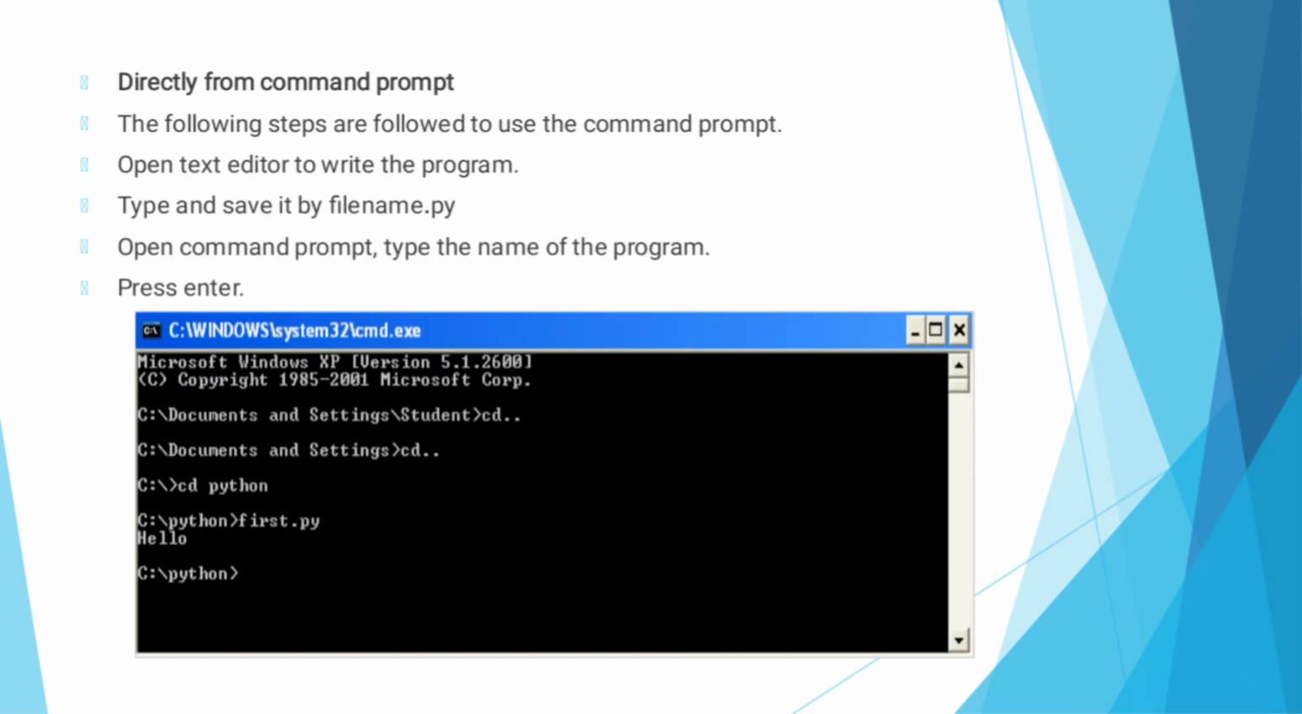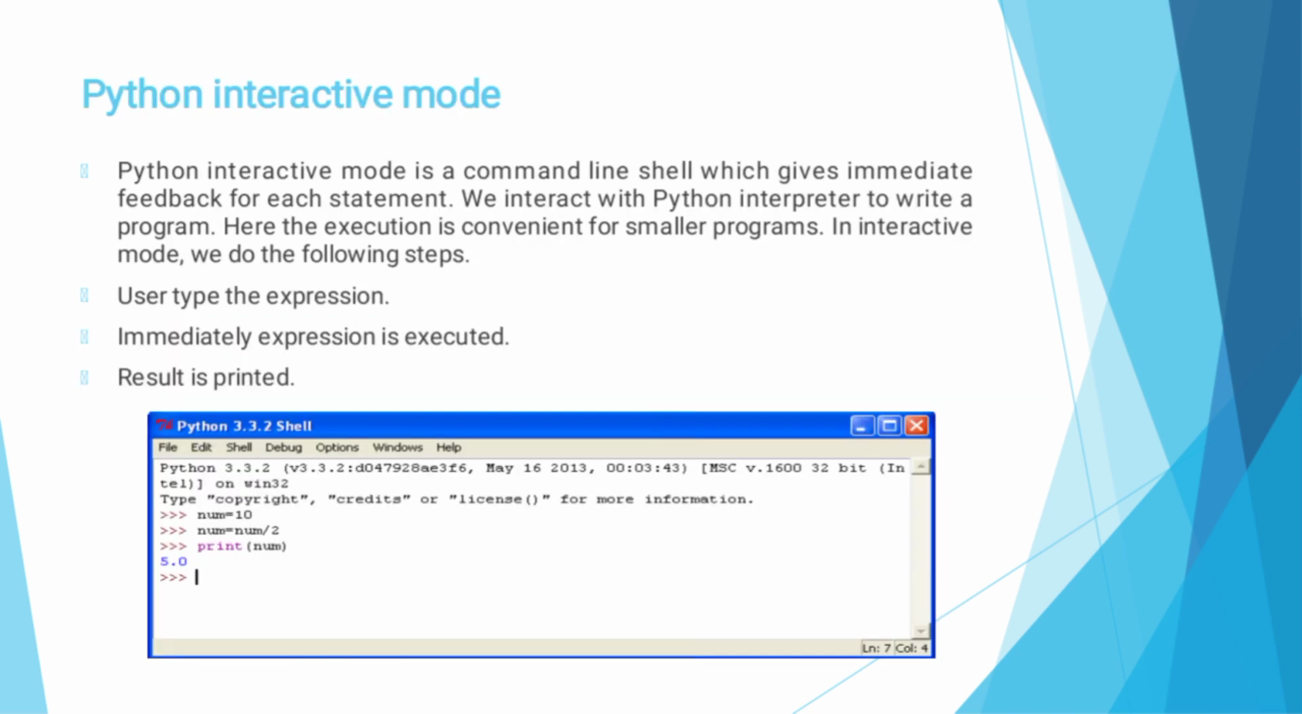Then this is the command prompt window. Directly from the command prompt, the following steps are followed. Open a text editor to write the program. Type it and save it with the filename .py. Then open the command prompt, type the name of the program, and press enter.